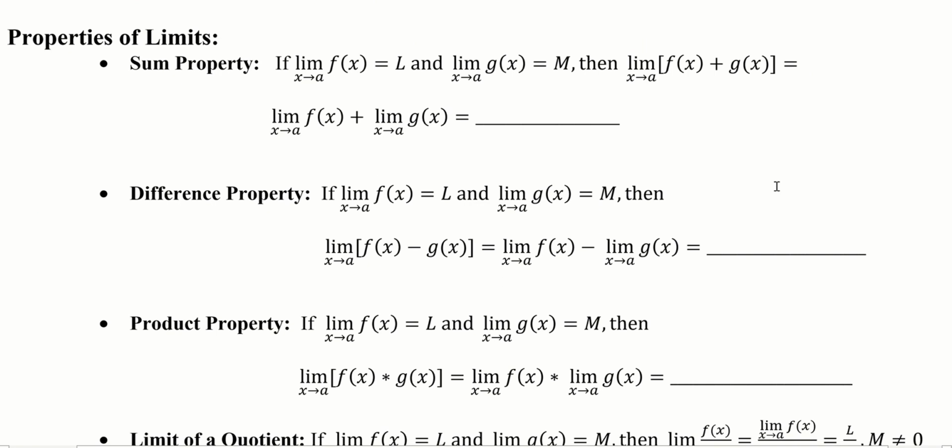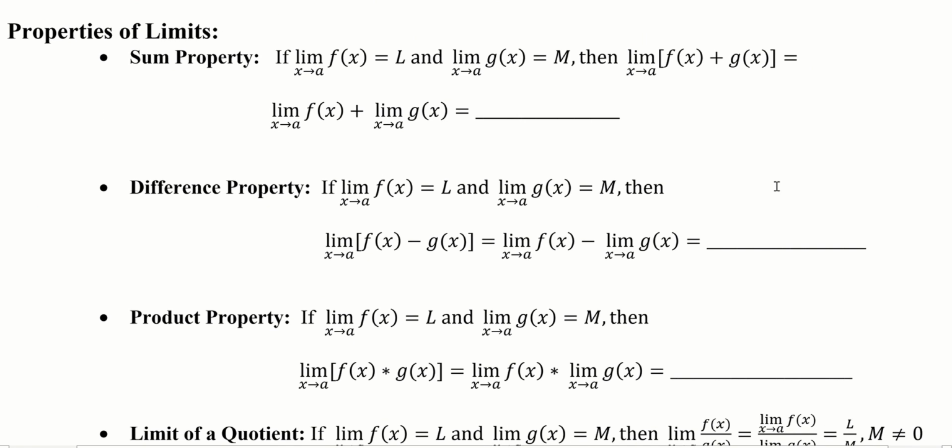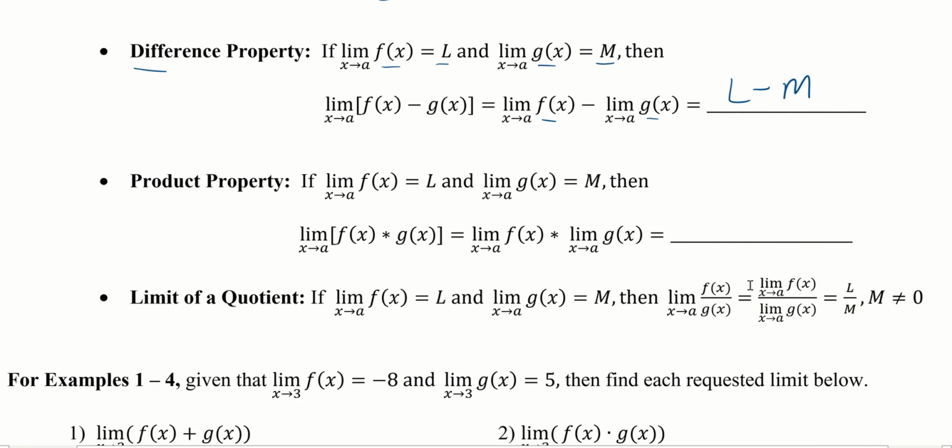Okay, so here are some of our properties of limits. If the limit as x approaches a of f of x equals L, and the limit as x approaches a of g of x is equal to M, then the sum of the two is purely just L plus M. Same idea for the difference. So f of x is L, g of x is M. Therefore, the difference between f of x and g of x would be L minus M. So we figure out what the limit of each of those is and subtract the two.